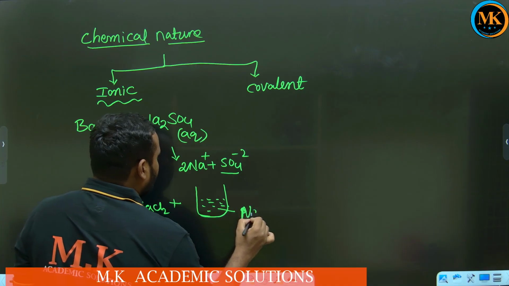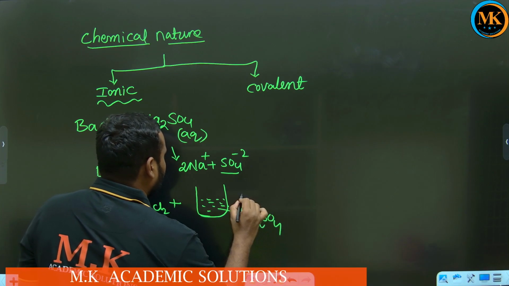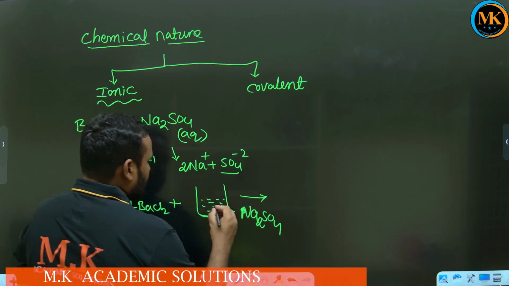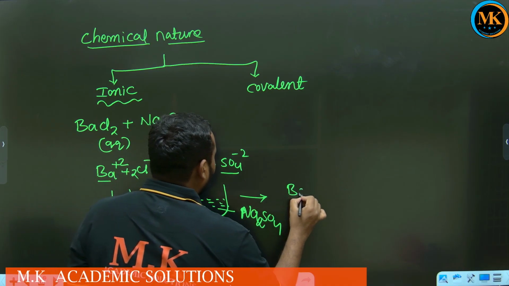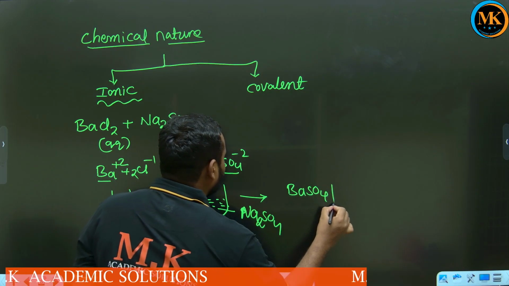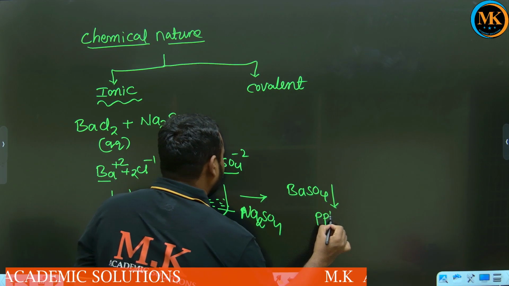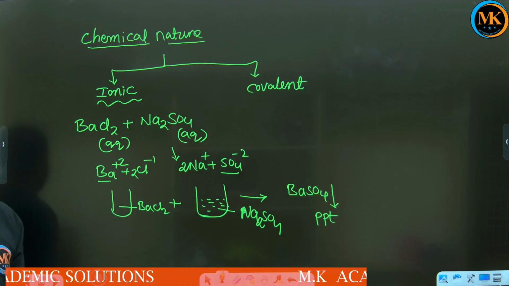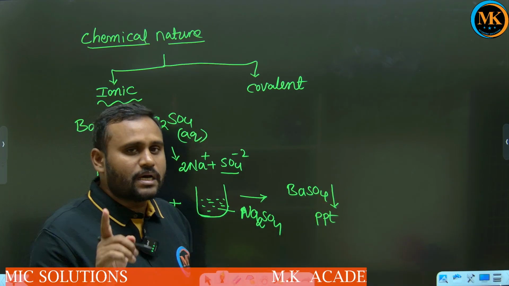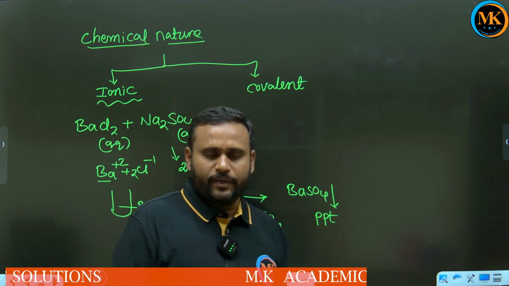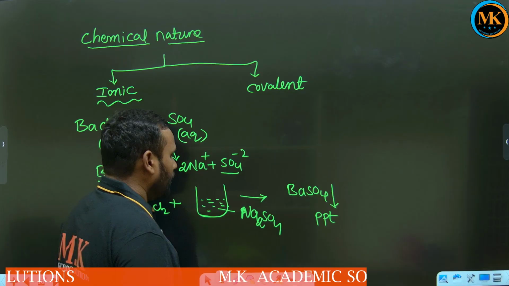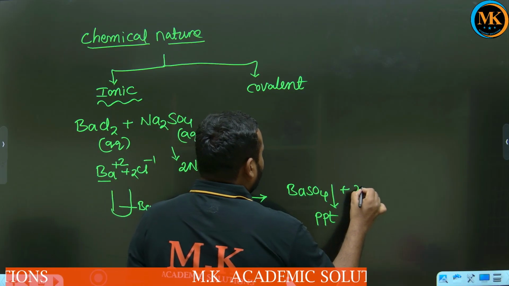This is the sodium sulfate. So when you mix them, barium combines with the sulfate ion and forms barium sulfate as the precipitate. What is the meaning of a precipitate here? Precipitate means an insoluble solid in a liquid, that is called a precipitate. And sodium chloride, 2NaCl.